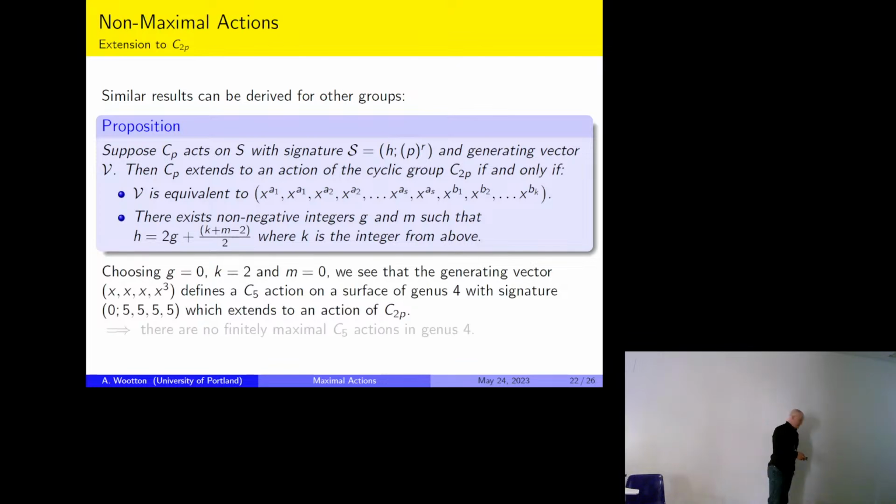And so in this case, again, for that last one, if I choose G equals 0, K equals 2, and N equals 0, then I can write this generating vector in that form, right? I pair off these two, and then I have this tail at the end, so it matches this form, and then I've chosen my constants here, so it satisfies this corresponding equation. So in particular, I've shown that all three of them extend, so there are no finitely maximal ones. And I'm almost done.